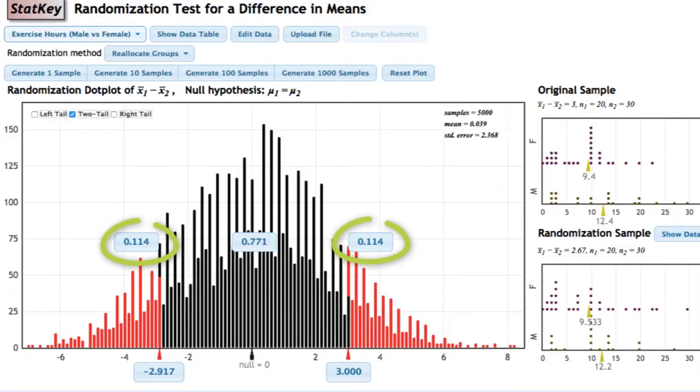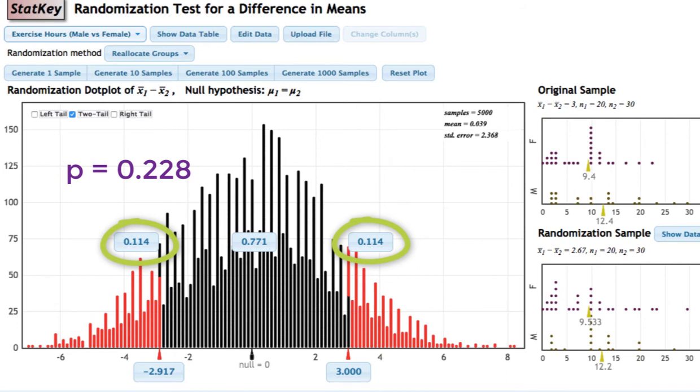The area that's shaded in here is our p-value. In other words, if there's not a difference in the population, the area that's shaded in red is the samples that have a sample mean difference more extreme than the one that we observed in our sample of 3. So 0.114 plus 0.114 gives us 0.228. 22.8% of samples would have an average difference of 3 or more.